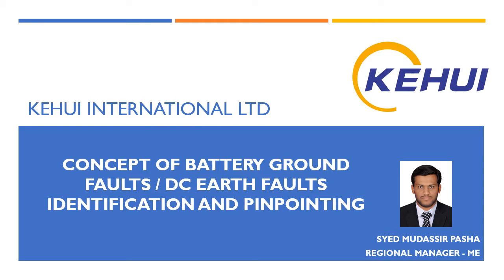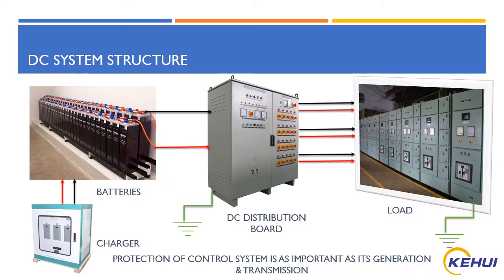Today we are going to learn about the concept of battery ground faults, or DC earth fault identification and pinpointing system. A protection engineer or a maintenance engineer knows the importance of a floating DC system, whether it is in generation, transmission or distribution network. Here you have a simple diagram. You can see that the main DC-DB board supplies power to different loads in the substation, and in turn is connected in parallel with the battery source system, and the batteries are charged in parallel through the battery charger system.